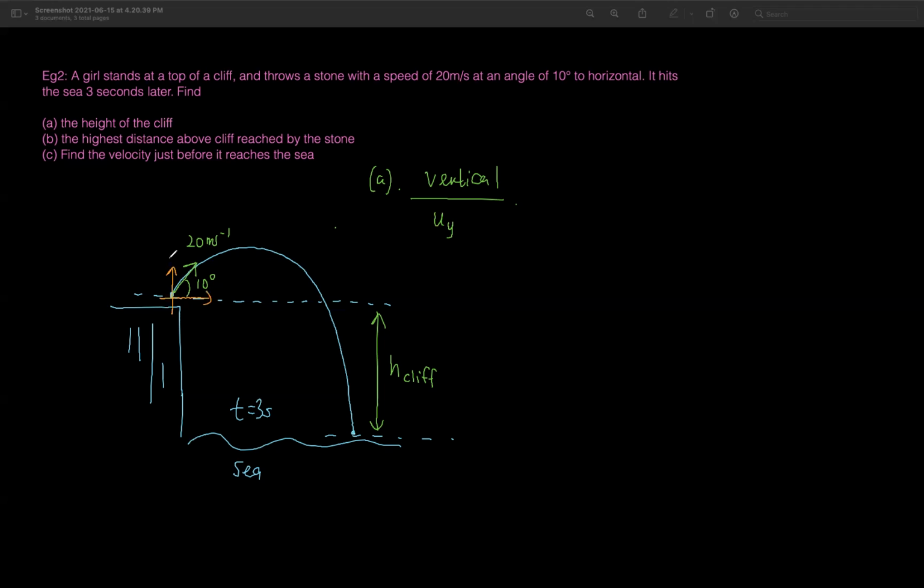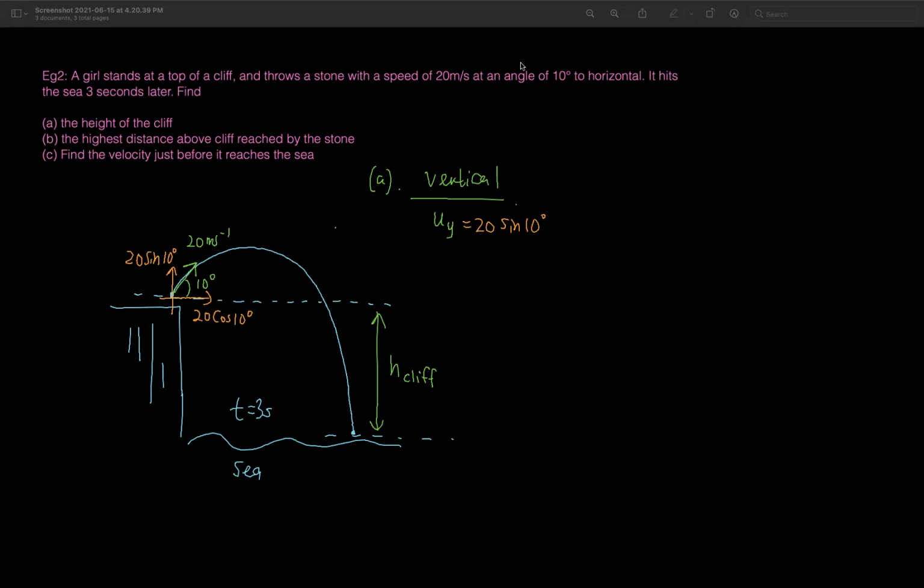Okay, imagine I put the Cartesian plane here. This is the y-axis, right? So it would be parallel to the y-axis. I bring this to the y-axis is 20 sine 10. This is 20 cos 10. And then with our Vy, vertical component, is 20 sine 10.